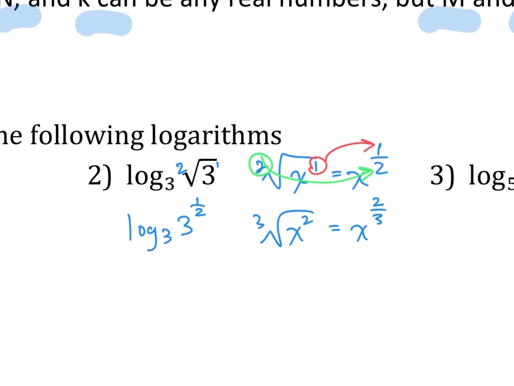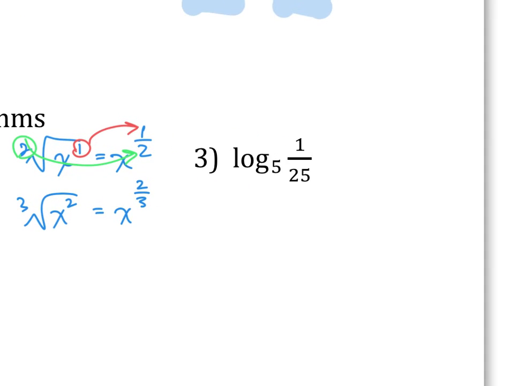All right, let's come back to this problem. So log base 3 of 3 to the 1/2. Again, they have the same base, so that cancels. 1/2. Very easy. All right, number 3, log base 5 of 1 over 25.